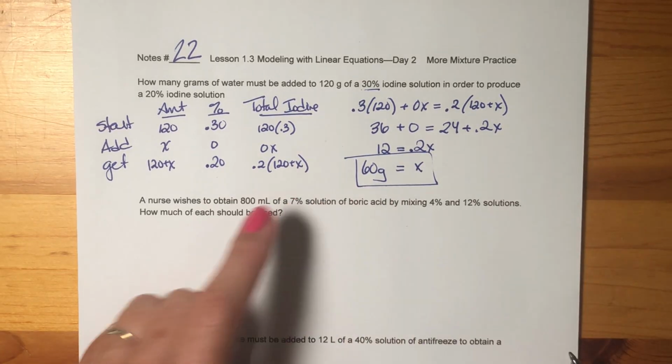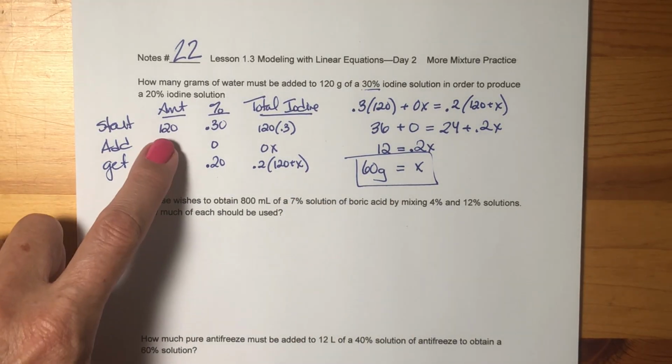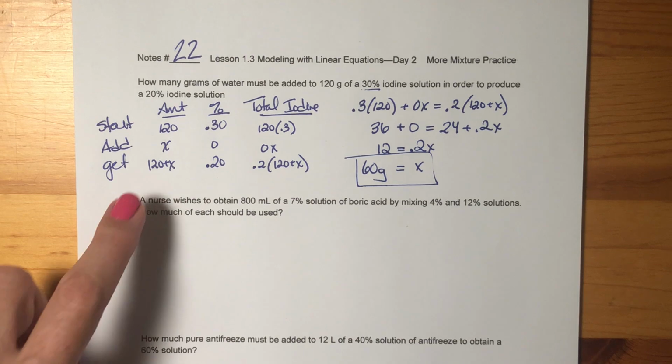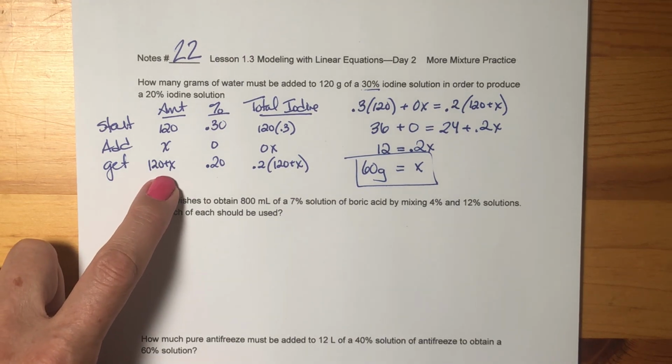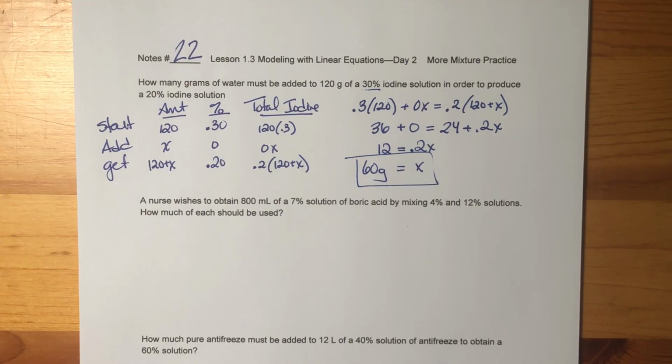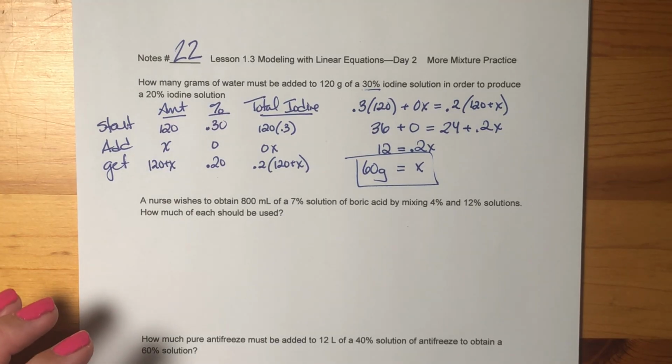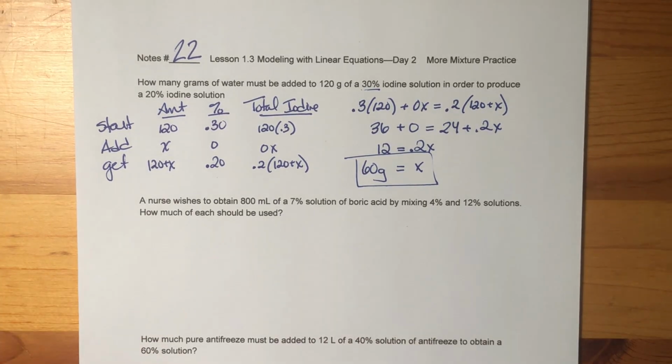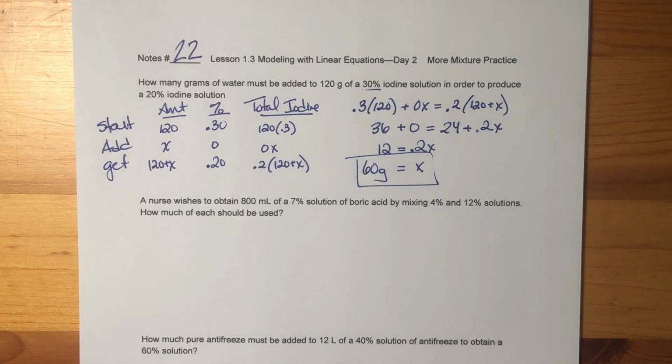Does that make sense? If I take 120 and I add 60 grams, I'm going to get a solution that has an amount of 180 grams, and I'm going to get 20%. All right, cool. So we set that whole thing up. I'm going to go through and talk about how we set up these other problems with you, and I'm going to leave it for you to solve, okay?